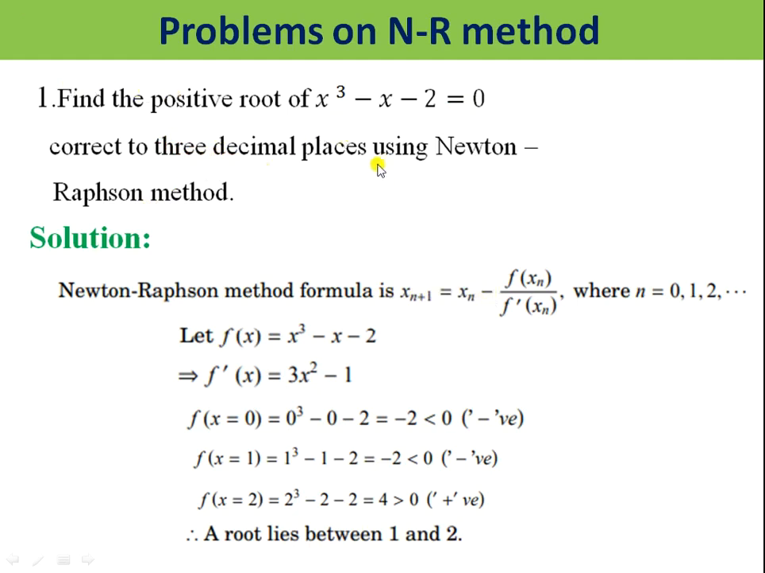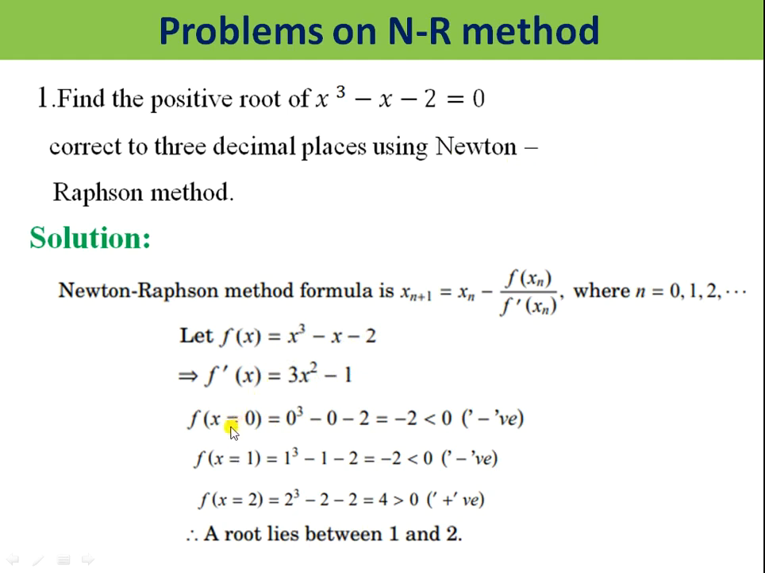So first the problem will be taken as it is. F of x is equal to x cube minus x minus 2, and since the formula contains the derivative, we differentiate the given function with respect to x. The differentiation of x cube is 3x square, the differentiation of minus x is minus 1, and the differentiation of the constant becomes 0, right? Now the given problem does not contain any starting values, therefore I can start randomly from 0, 1, 2 and so on.